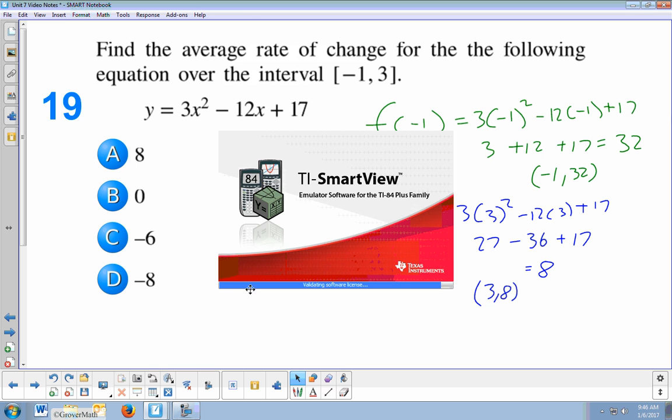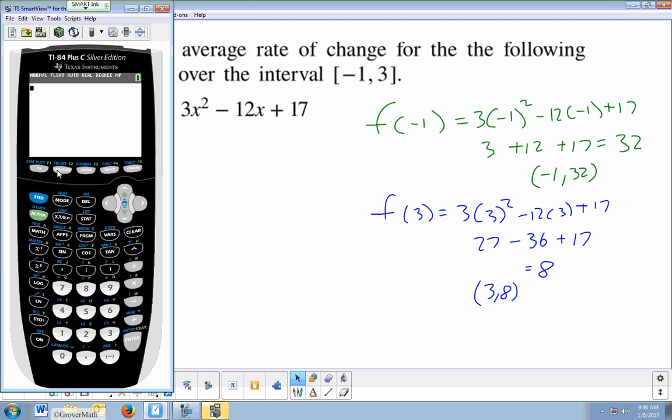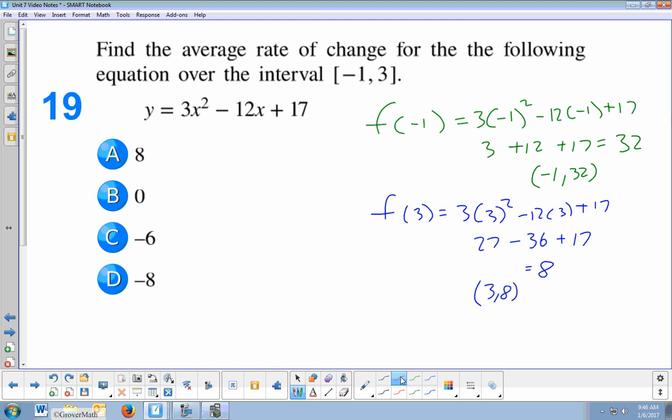And once we have these two coordinates, and once we've confirmed these are points on this graph, so let me type in now 3x squared minus 12x plus 17, and I don't need to even look at the graph, I just really want the table here. And I want to know, is the point -1, 32 there? Yes, it is. And how about 3, 8? Yes, it is. Okay, so I've confirmed my math here was correct, and that's always what we want to do in mathematics. We want to be careful with our algebra, but we always want to make sure that we are confident in our answers. Do they make sense?